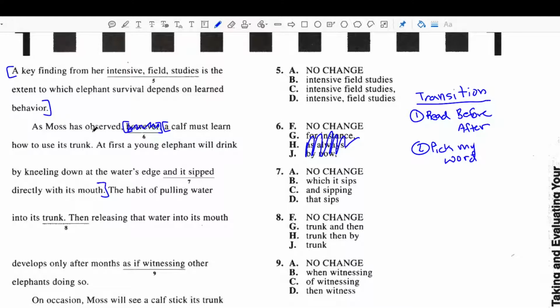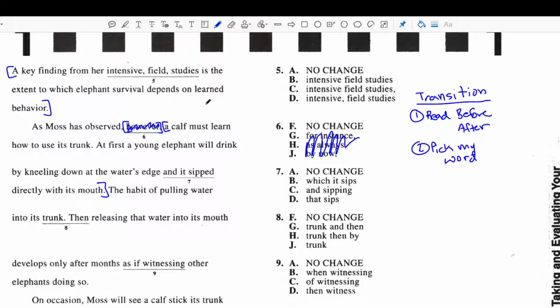"As Moss has observed, a calf must learn how to use its trunk. At first, a young elephant will drink by kneeling down at the water's edge, and it sips directly in its mouth." Okay, so the first learned behavior that a calf was observed by Moss learning is how to use its trunk. So it looks to me like we went from a general statement to something specific. In fact, it's more of an example, isn't it?